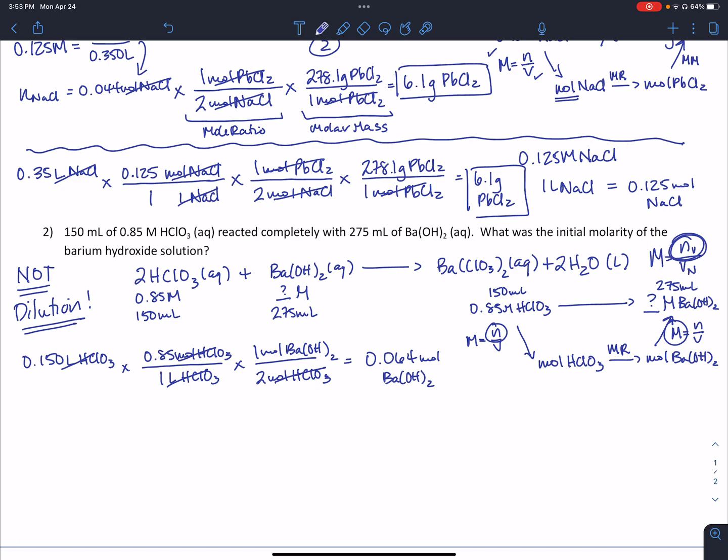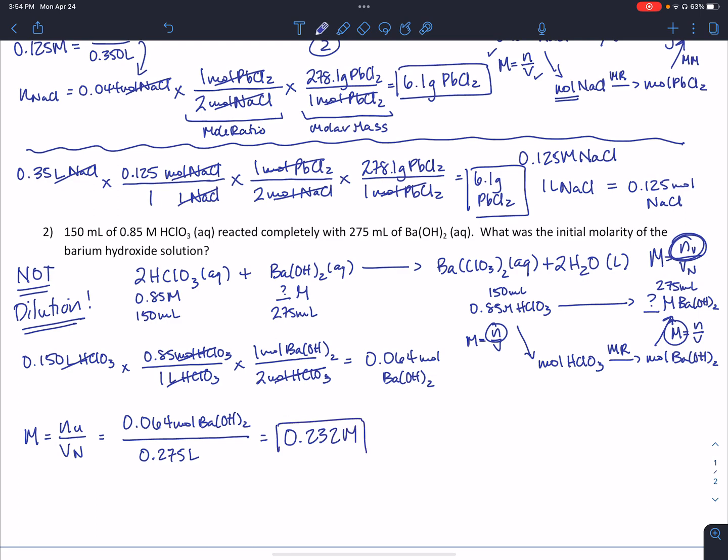But I'm not quite done because the problem wants the molarity of that solution, not just the moles. So remember, molarity is moles of solute divided by volume of solution. In this case, I have 0.064 moles of that barium hydroxide, and the problem told me that I had 275 milliliters, or 0.275 liters, of that solution. So if I do my division, I'll find that this solution must have been 0.232 molar.